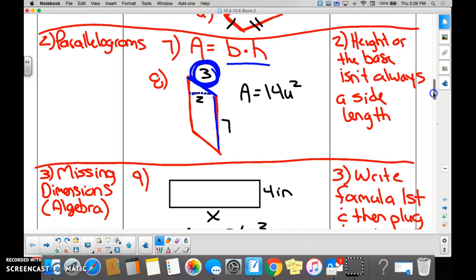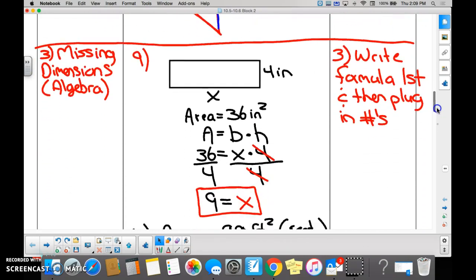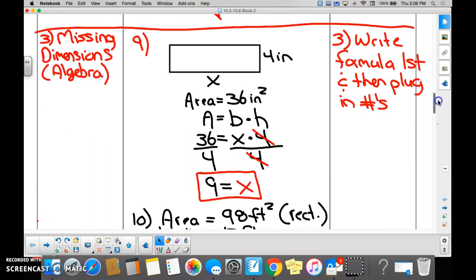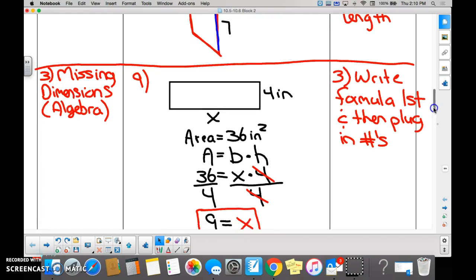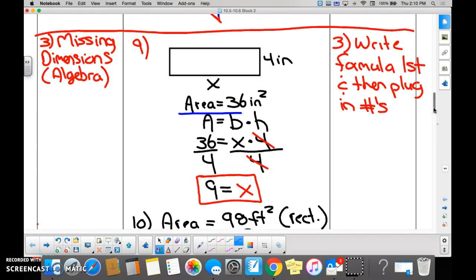Yes. You better. Now, the algebra. Let's just focus on number 9 because the rest of them are very similar. We have ourselves a rectangle here, yes or no? Yes. I gave you the area of this rectangle. Did I give you the base? No, I didn't give you the base. I just gave you x. Did I give you the height? What is it? 4. So I'm not giving you the base, but I have given you the height.